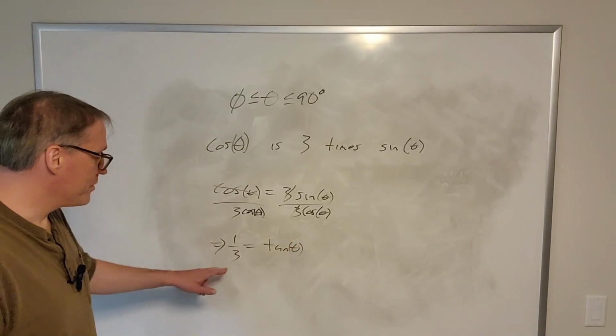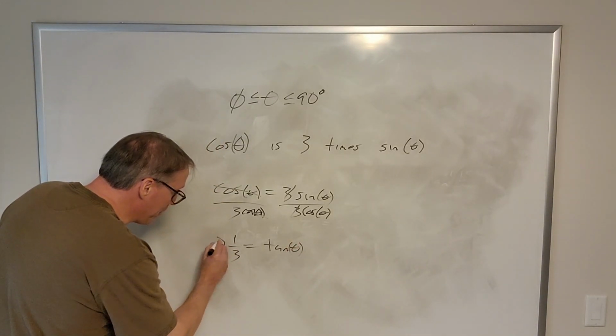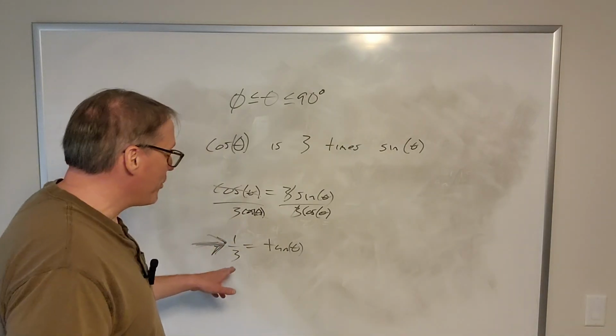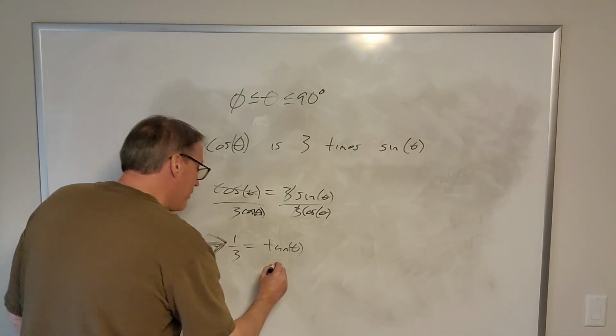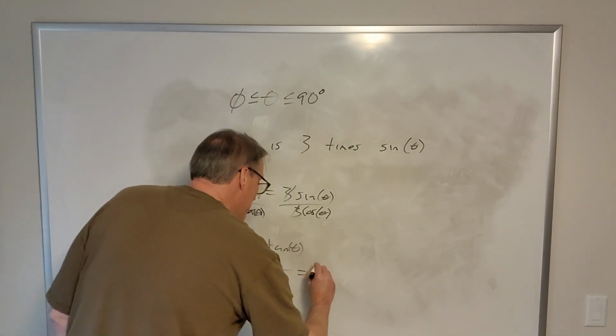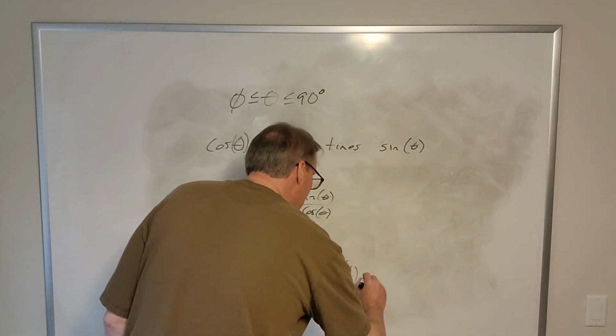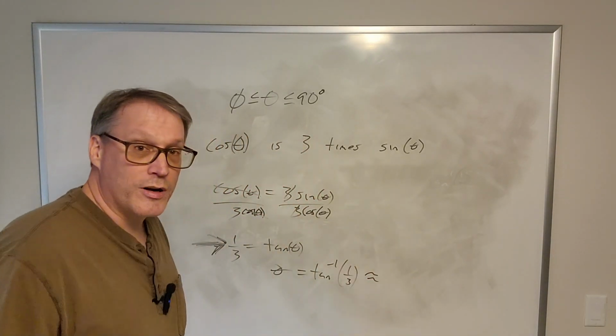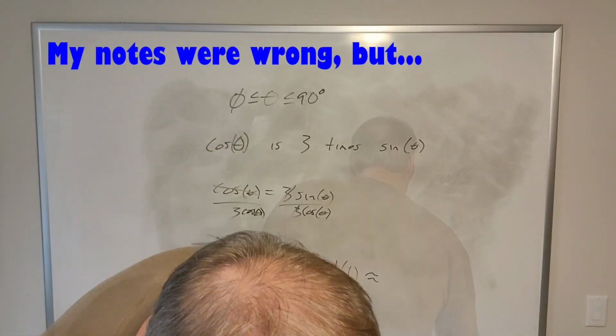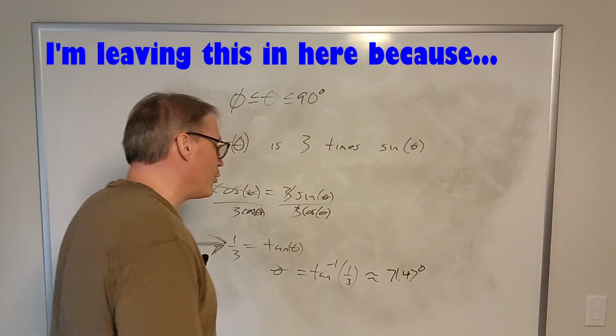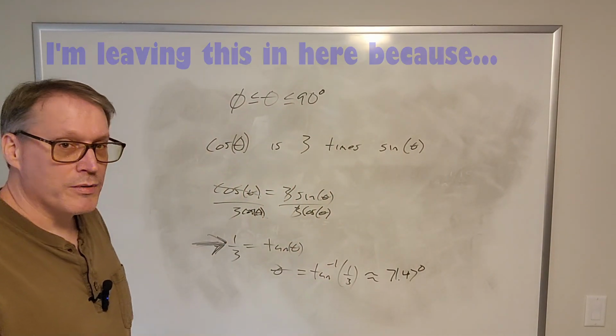Okay? 1/3 equals tangent of theta, which means theta, if we take the tangent inverse of both sides, is equal to tangent inverse of 1/3. Plug that into your calculator. That is roughly 71.47 degrees. Now, here's a quick thing.